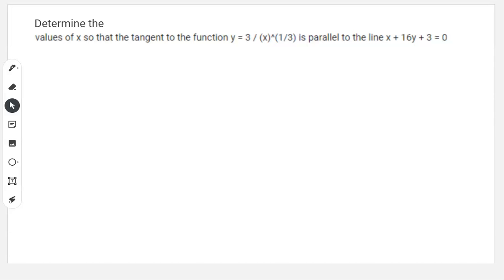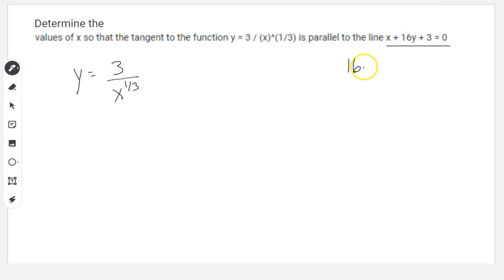So our first challenge problem says, determine the values of x so that the tangent to the function, let me rewrite this, y equals 3 over x to the 1/3, is parallel to this line here. Okay, so if the tangent to this function is parallel to that line, that means they have the same slope. So let's rearrange this equation to find slope-intercept form.